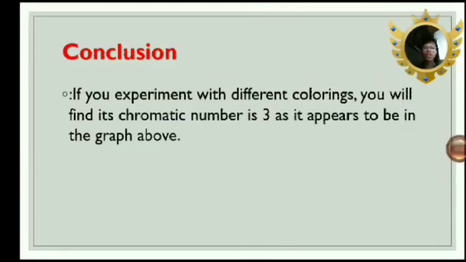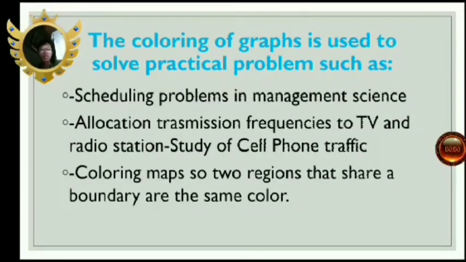Conclusion: if you experiment with a different coloring, you will find its chromatic number is 3, as it appears to be in the graph above. The coloring of graphs is used to solve practical problems such as scheduling problems in science, allocations, transmission frequency for TV and radio stations, and the study of cell phone traffic. Coloring maps shows that two regions that share a boundary are different colors.